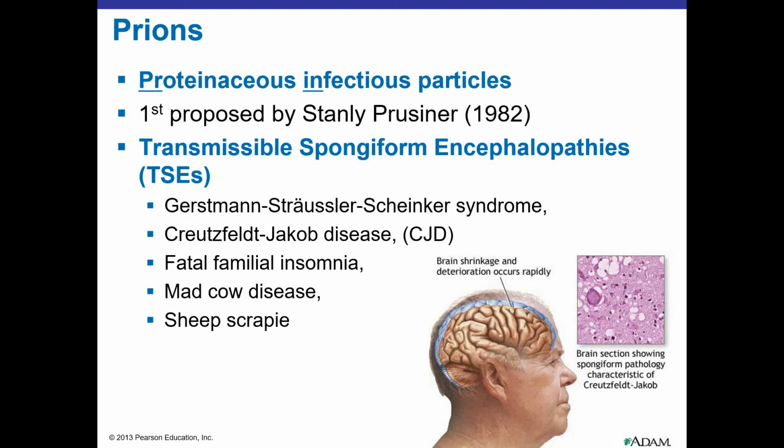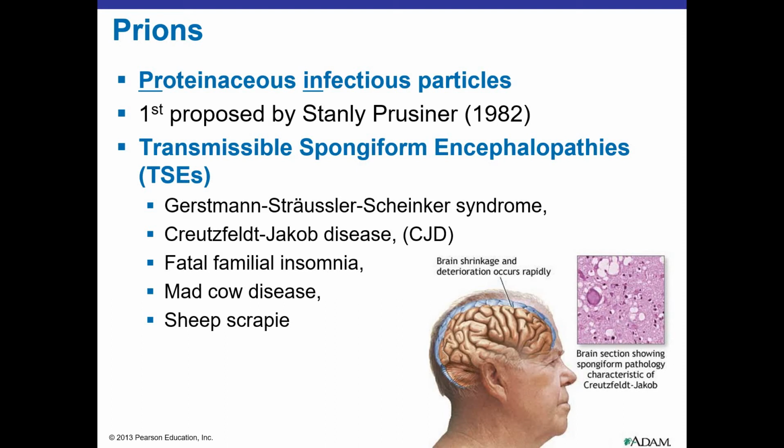It was first proposed by Stanley Prusiner back in the early 80s, and he did receive the Nobel Prize for his efforts. They cause what's referred to as transmissible spongiform encephalopathies. If you look at the histology upon death and are doing the pathology of the brain tissue, it literally looks like Swiss cheese. So it looks kind of spongy, and that's how we got the name of the transmissible spongiform encephalopathies.